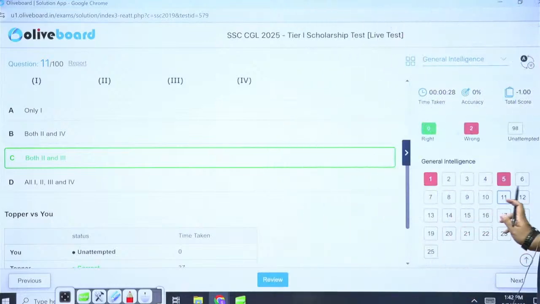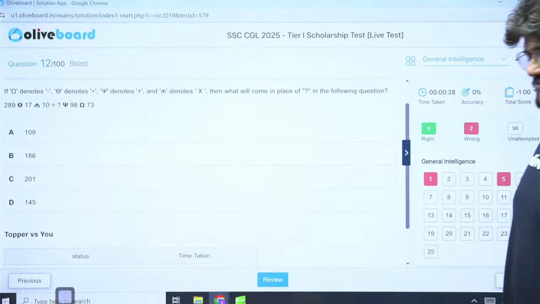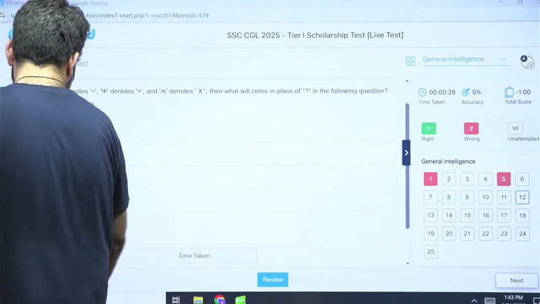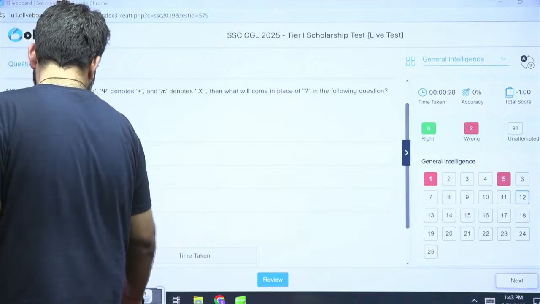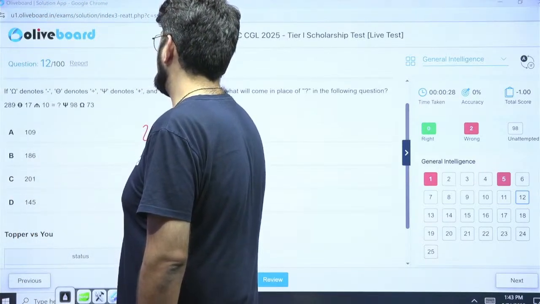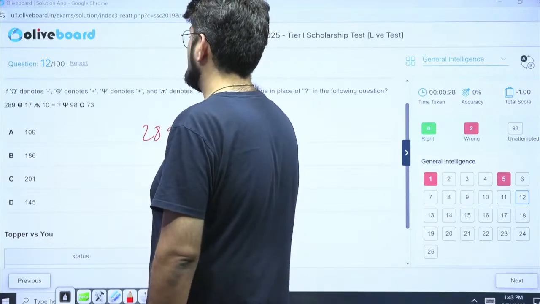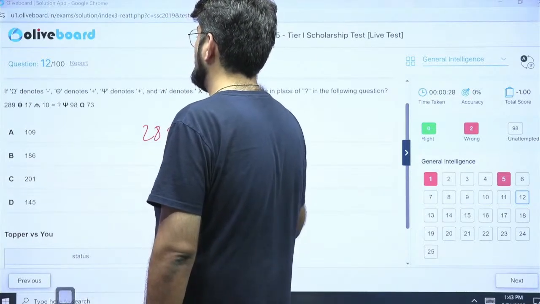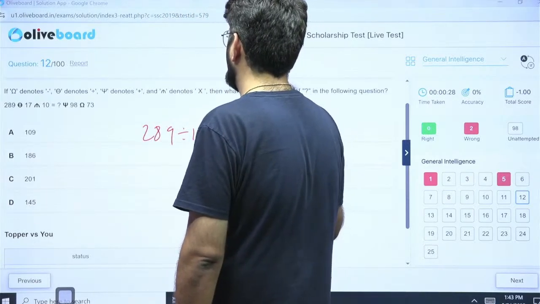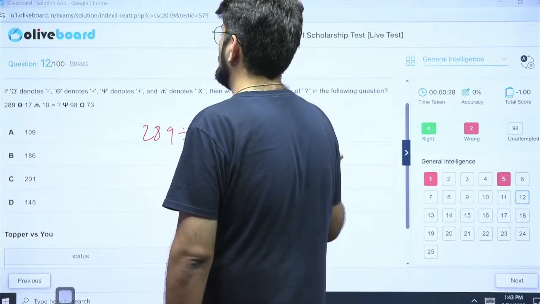Okay. Question number 12. Simple substitution. Simple substitution. Let's check. So 289, theta means divided by 17, x into 10 is equal to what? Psi 98. Psi means plus and omega 73. Omega is minus 73.